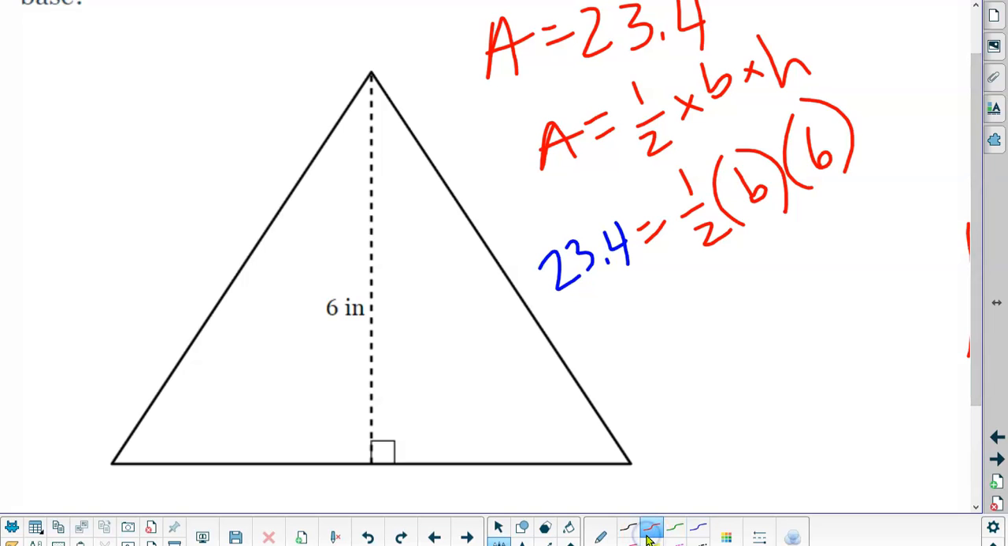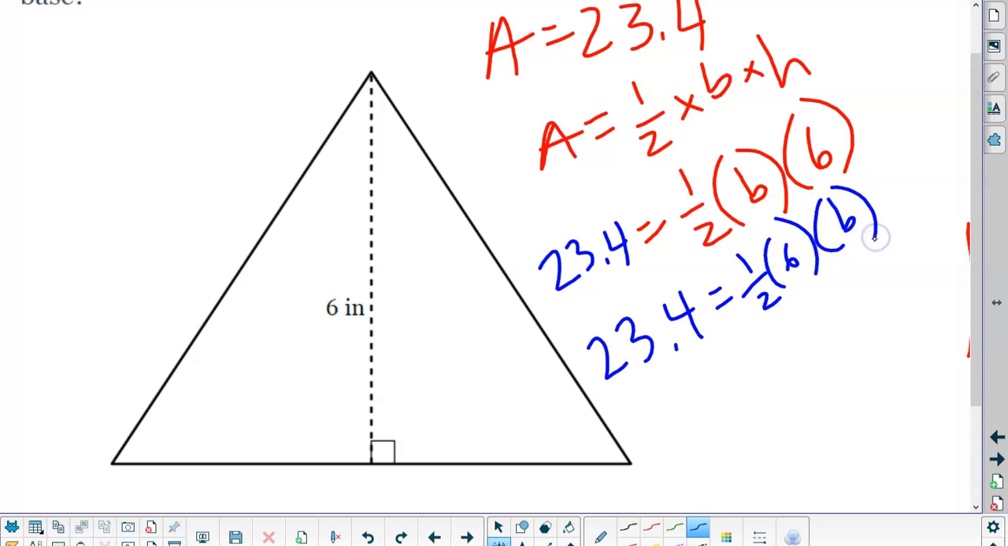Now, if you know anything about math, there are these properties that allow you to move numbers around. So instead of doing 1/2 times b times 6, I can do 1/2 times 6 times b. And that I like, because I can do half of 6, but I can't do half of b. So it looks like my next line is going to look like this. Half of 6 is 3. And 3 times b is 3b.